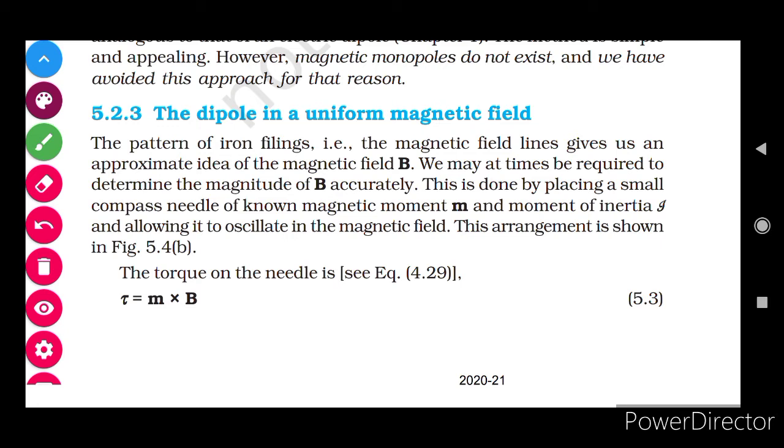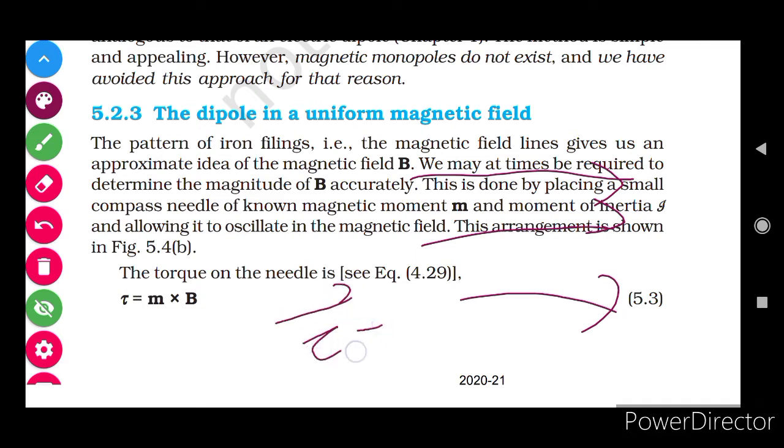In the first chapter, electric charge and fields, we have seen that when we place an electric dipole in a uniform electric field, it experiences a torque. The torque tries to rotate the dipole in the direction of the electric field. The expression for that torque, because torque is a vector quantity, was P cross E. You can see those lectures and you will find this expression.